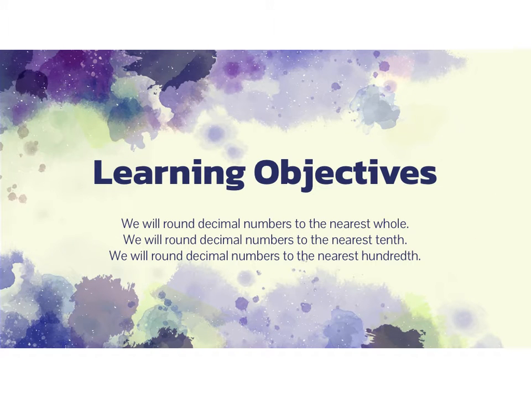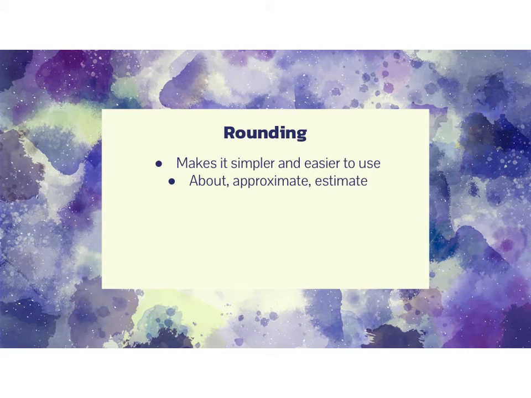Today we will learn how to round decimals to the nearest whole, tenth, and hundredth place values. Before we begin rounding, we need to know, why do we round numbers? We can round numbers to make it simpler and easier to do mental math in our heads. Some words that might tell you to round in a word problem are about, approximate, or estimate.